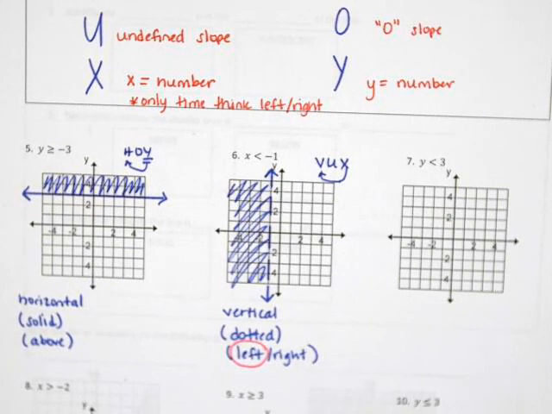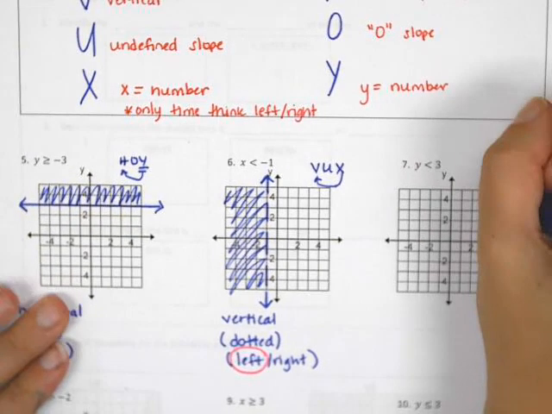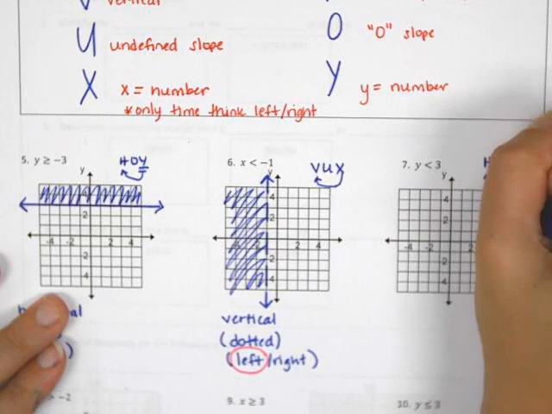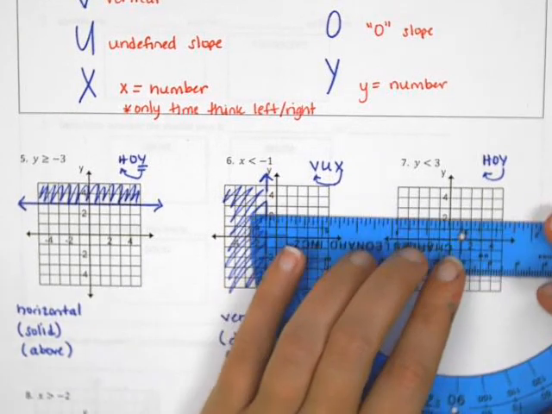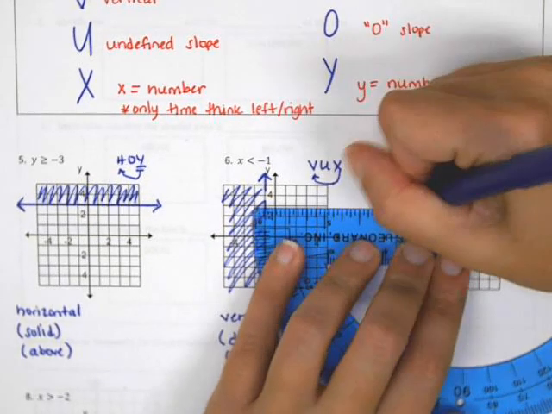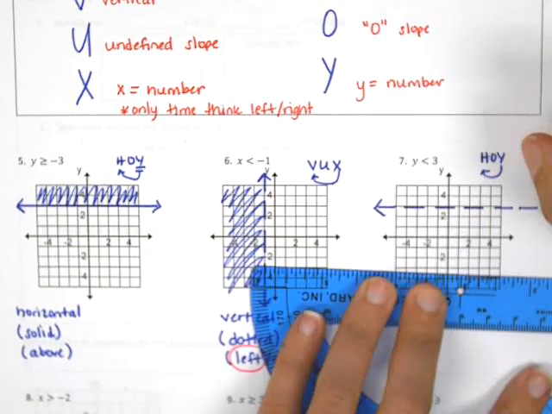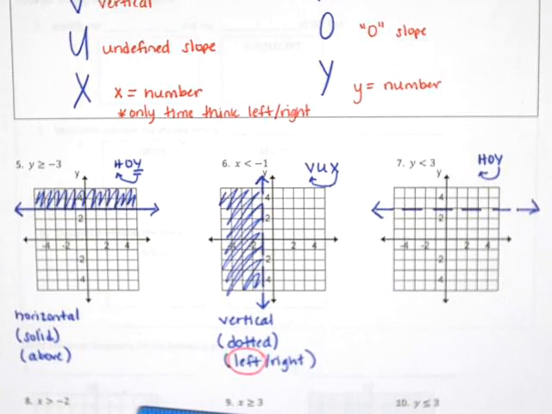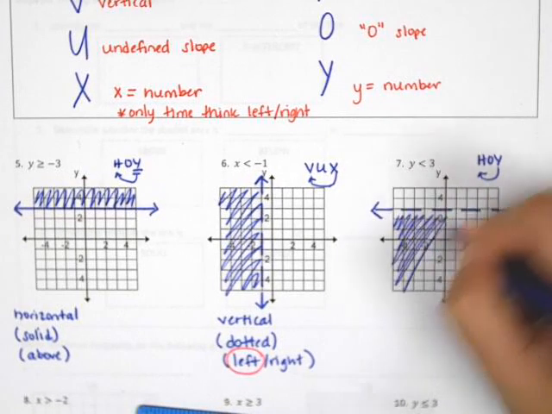For number 7, I'm not going to write everything out this time. I'm just going to talk through it. We know we're going to make a horizontal line. And the reason that I know it's horizontal is because there's a Y in the equation. I also know it's going to be a dotted line because there's no equal to. So I'm going to make a dotted horizontal line. I'm going to choose between either shading above or shading below. In this case, because it's a less than, I'm going to shade below.